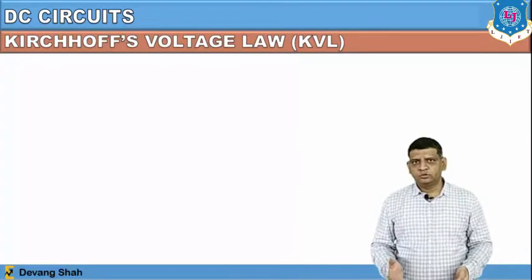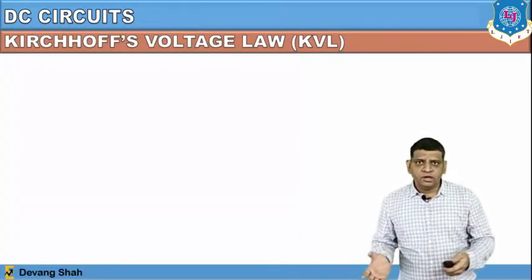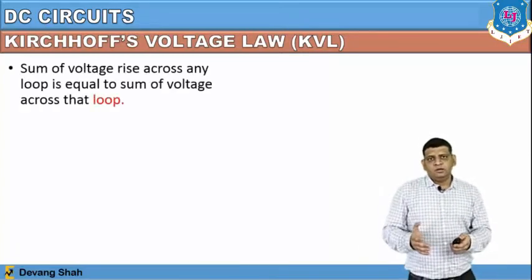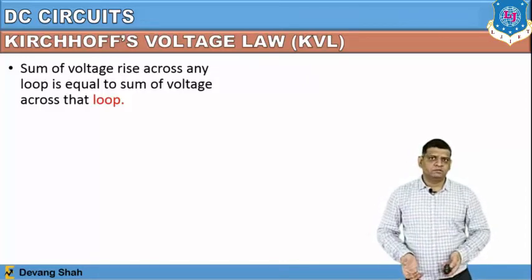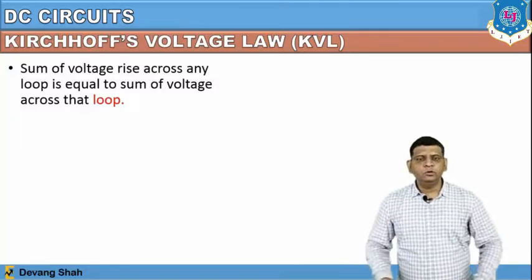Now Kirchhoff voltage law. Kirchhoff's current law was applied based on the current. Now here Kirchhoff applies its method based on the voltage. So ultimately this is applicable to a loop, or this is applicable to a closed path, right? In the same way KCL is applicable to a node, here KVL is applicable to a closed path.